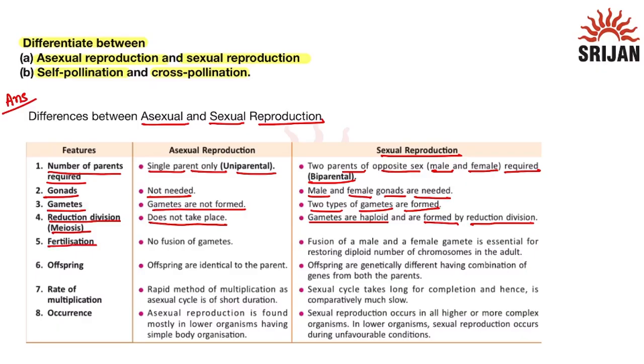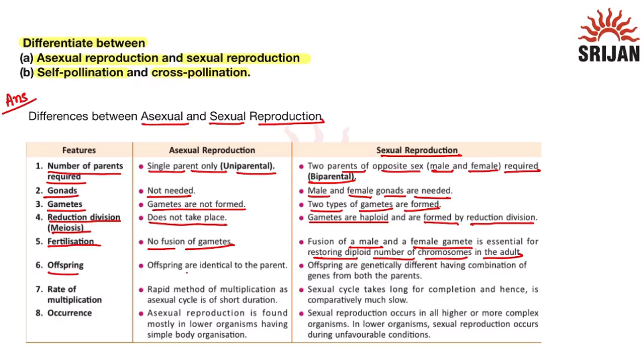Fifth is fertilization. In asexual reproduction, there is no fusion of gametes, but in sexual reproduction, there is fusion of male and female gamete, which is essential for restoring the diploid number of chromosomes in adults. So it is very important in sexual reproduction for fertilization to occur so that we can maintain the chromosome numbers in adults. Sixth is offspring.